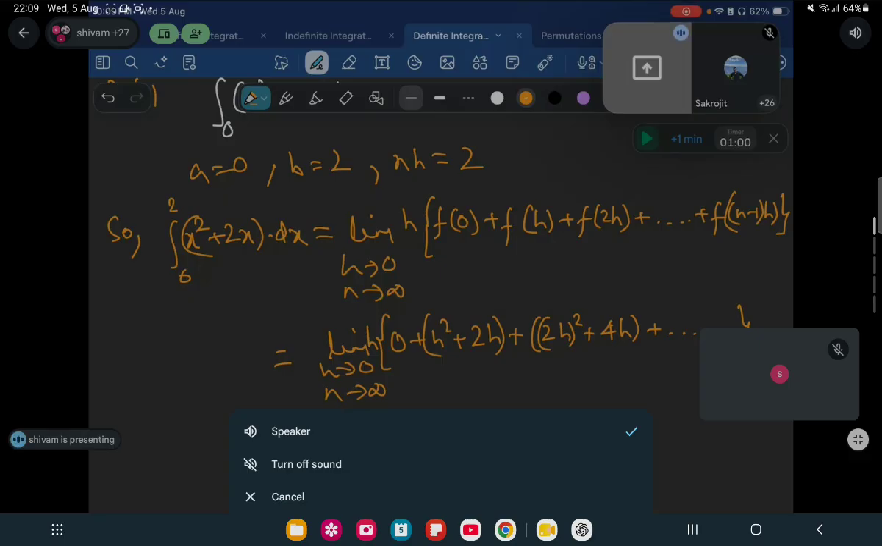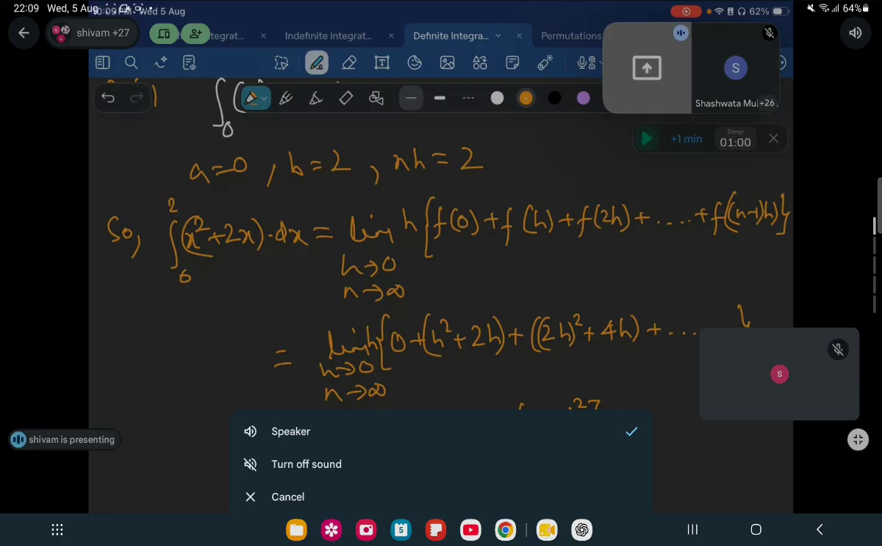n tends to infinity, h tends to 0. Okay? Wait, I'll write it down once, you will understand. h into h square plus 4h square plus dot dot dot dot plus ((n minus 1) whole h) whole square. Tell me, are you getting everyone? Yes or no? This is the first term.